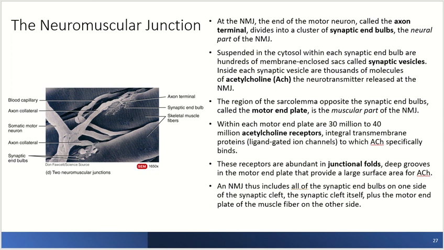So a neuromuscular junction is therefore going to include all of the synaptic end bulbs on one side of the synaptic cleft, plus the synaptic cleft itself, and all of the motor end plates of the muscle fibers on the other side.